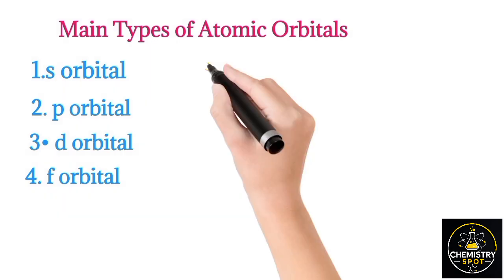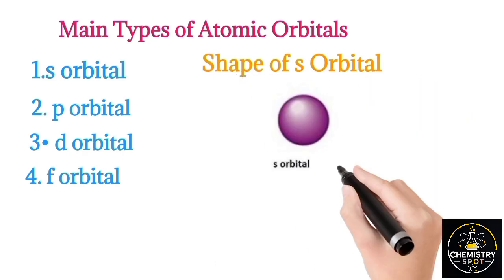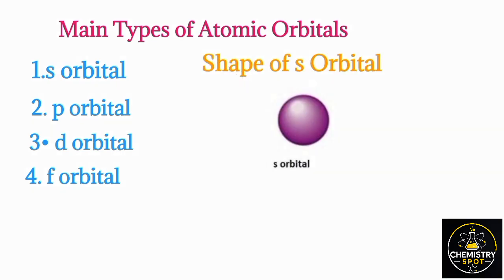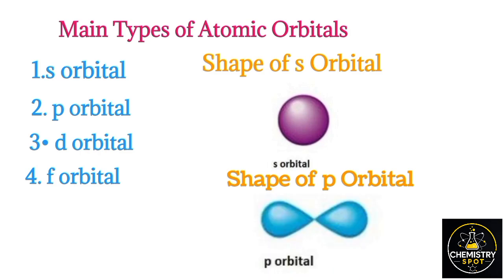Now let us look at the shape of the s orbital. An s orbital has a spherical shape. It looks like a ball surrounding the nucleus. This is the simplest type of orbital. Now let us study the p orbital. A p orbital has two lobes. Its shape looks like a dumbbell. The nucleus lies between these two lobes. P orbitals are very important in the formation of sigma bonds and pi bonds.